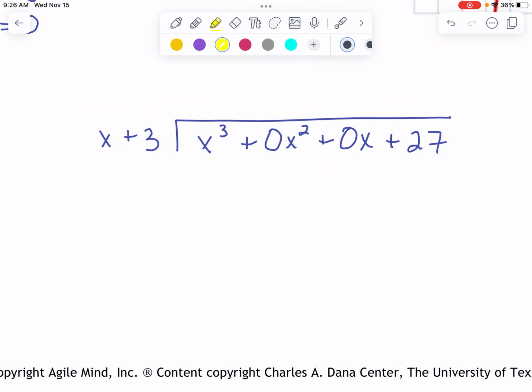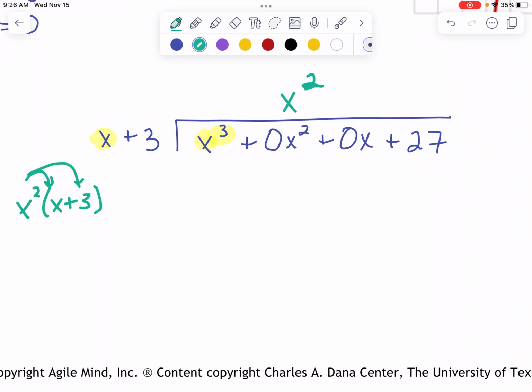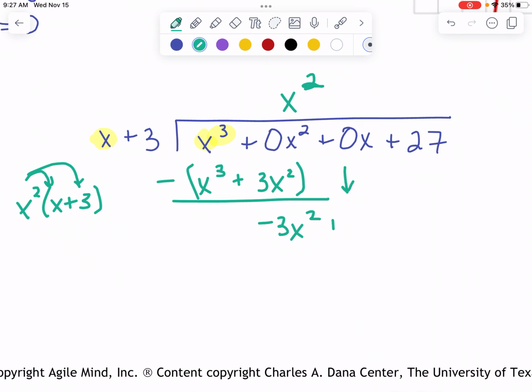I'm going to start by taking a look at x and x cubed. I ask myself, x times what gives me x cubed? x times x squared gives me x cubed. A little side work over here, x squared times x plus 3. Distribute that on through, and I get an x cubed plus 3x squared. I'm going to subtract that out. x cubed minus x cubed is 0. 0x squared minus 3x squared is a -3x squared. And I'm going to bring down the other terms.